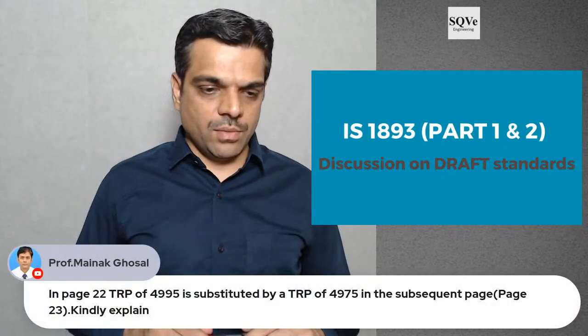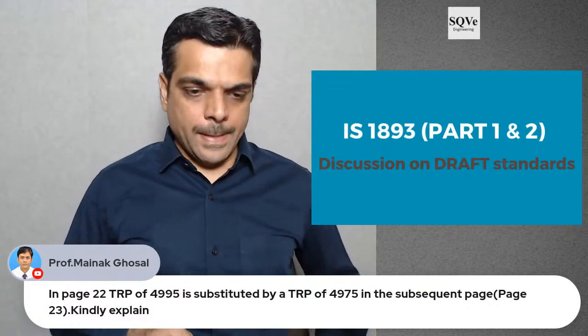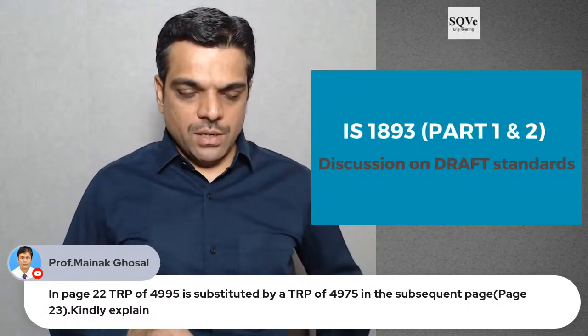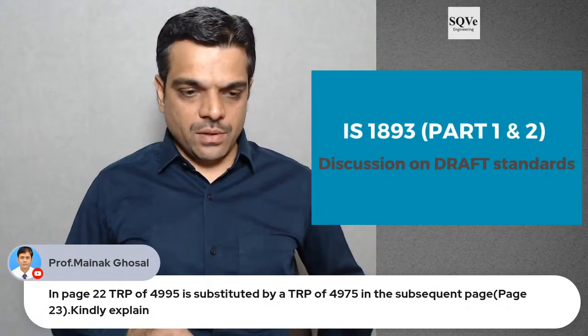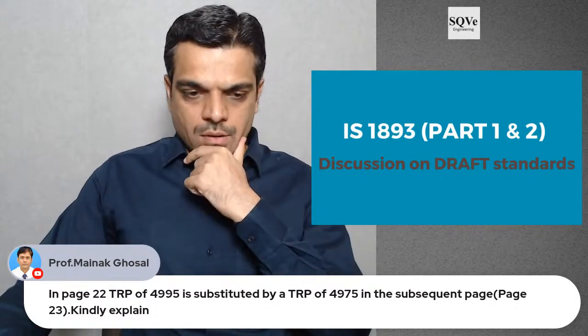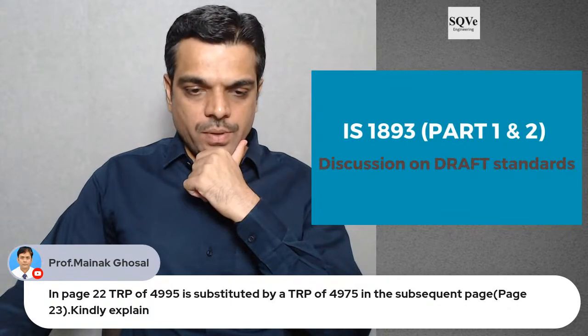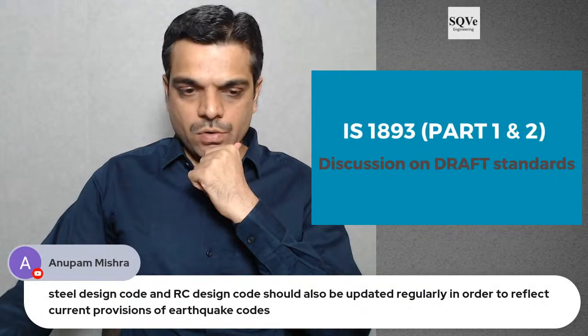Okay, Professor Mayank Ghoshal is telling in page 22 TRP of 4995 is substituted by a TRP of 4975 in the subsequent page. Kindly explain. Okay, let me go through these pages and then I'll come back. Meanwhile, let's take a couple of more points.